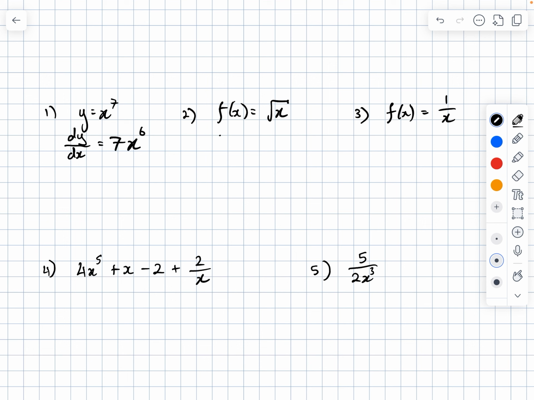Now if we have something like a square root, well, we need it in the indices form. So firstly, we're going to rewrite our square root as x to the power of 1/2. Then, once it's in this form, we can now differentiate f'(x): bring the half in front, and reduce the power by 1.